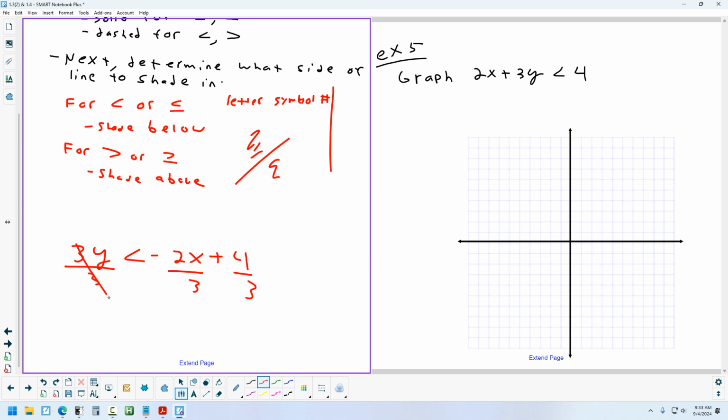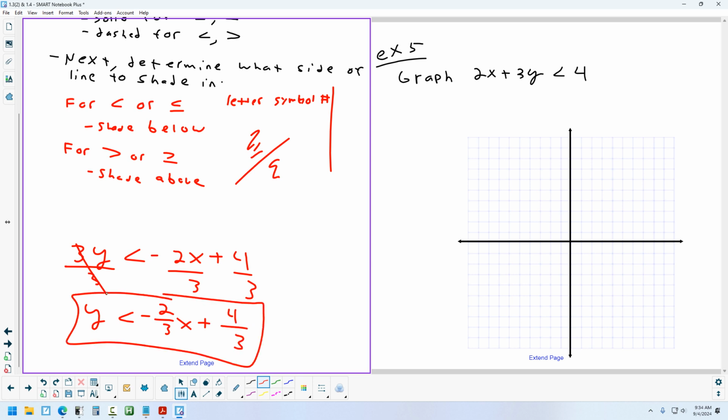Yep, Leland? Flip the sign. If what? Because you don't always flip it. If it's negative. If you divide by a negative number, you need to flip the inequality sign. Yep. Divide or multiply. I did not divide by a negative number here. So y is less than negative 2/3 x plus 4/3.